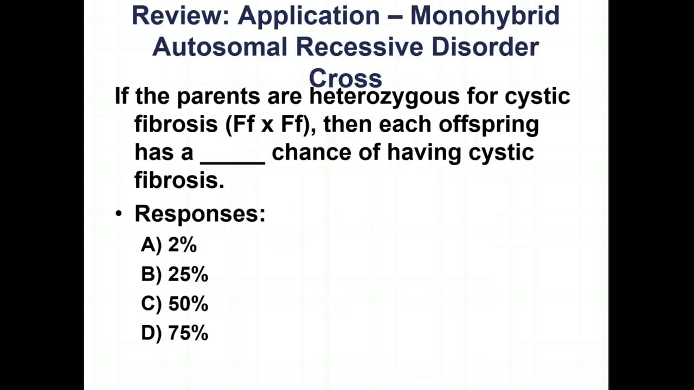Here's another practice question you can try. If the parents are heterozygous for cystic fibrosis, then each offspring has what chance of having cystic fibrosis? Can you set up the Punnett square and work the problem to solve this? We will discuss it in class.